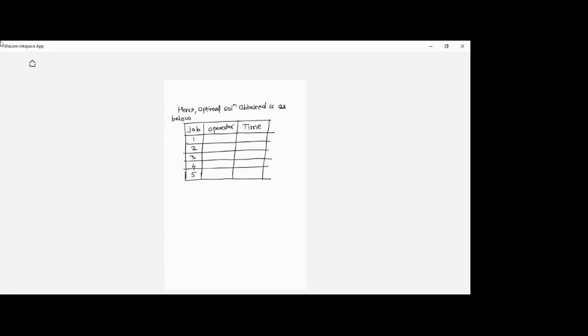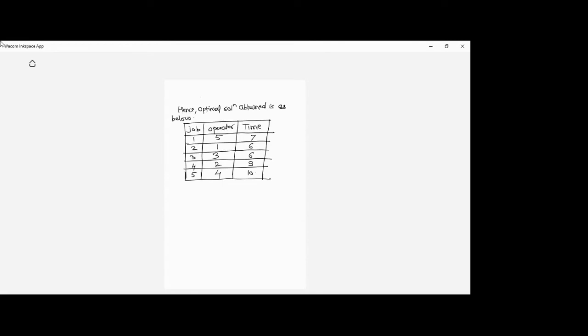The first job is given to operator number 5, who can do it in 7 minutes. Job number 2 is given to operator number 1, who can do it in 6 minutes. Job number 3 is given to operator number 3, who can do it in 6 minutes. Job number 4 is given to operator number 2, who can do it in 9 minutes, and job number 5 is given to operator number 4, who can do it in 10 minutes.